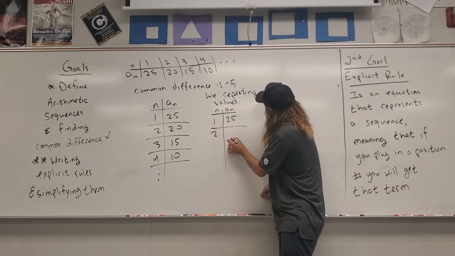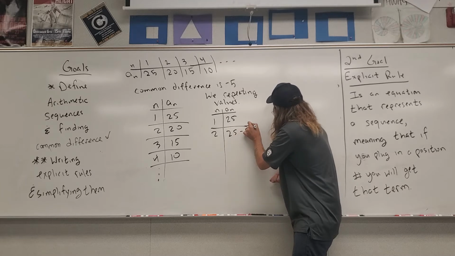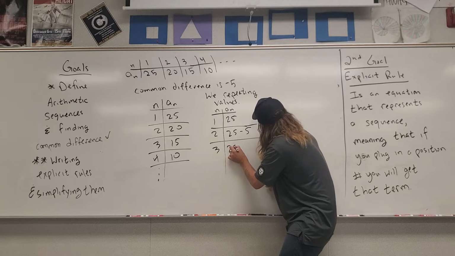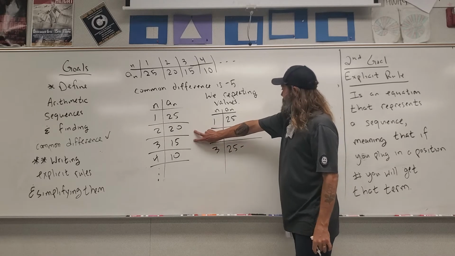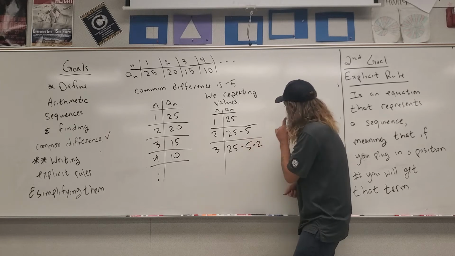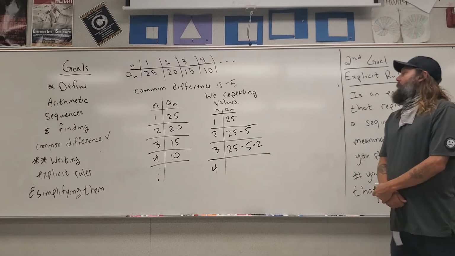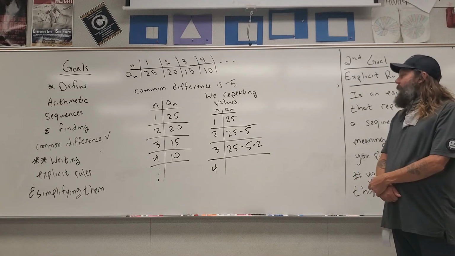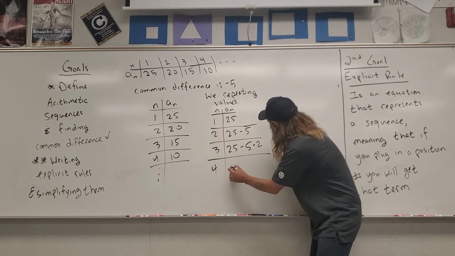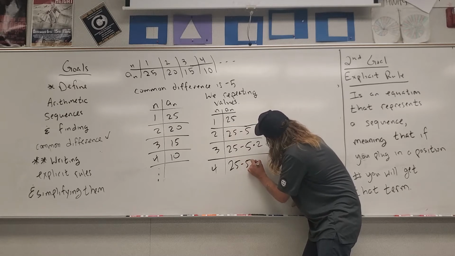So my second term is going to be 25 minus 5. And then my third term is going to be 25 minus, I need two 5s, so minus 5 times 2. My fourth term is going to be 25 minus 3 5s. To go from 25 to 10, I need to take away 3 5s. So 25 minus 5 times 3.